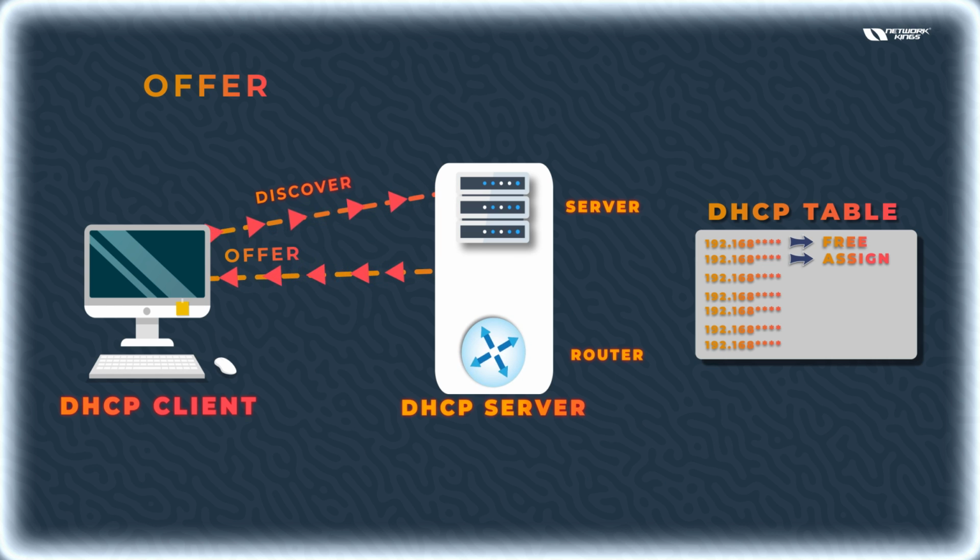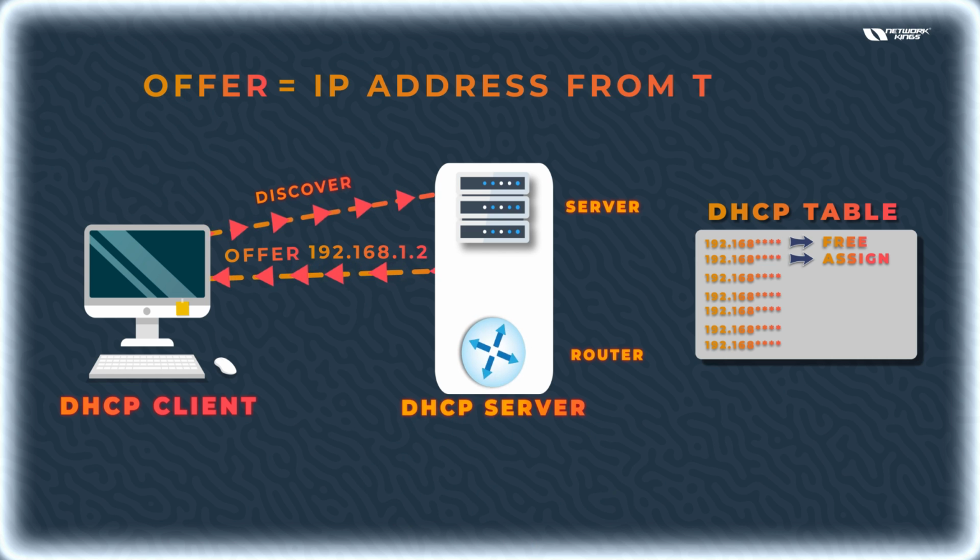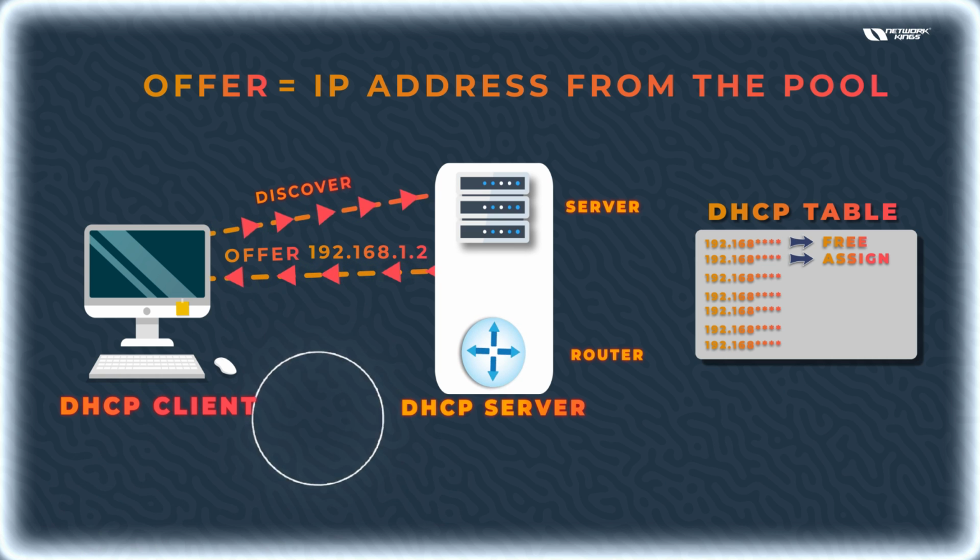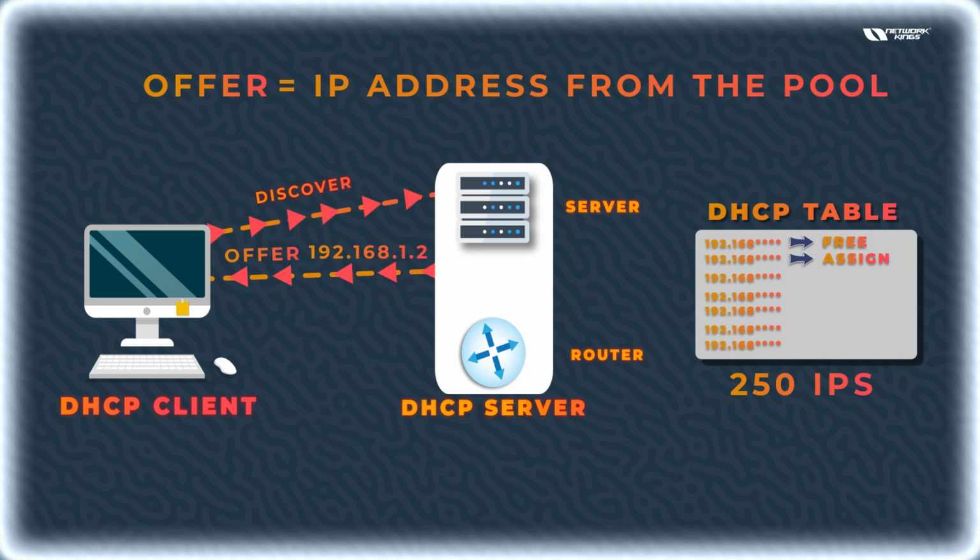Offer message of any IP, maybe this computer has 192.168.1.2. So server is going to offer IP address from the pool. What does pool mean? Pool means like a group. Okay, maybe it has a pool of around 250 IPs. So one IP address is going to be allocated to this client.